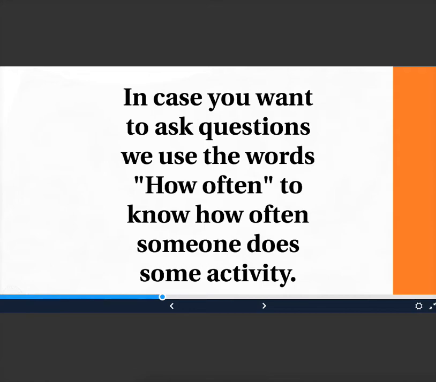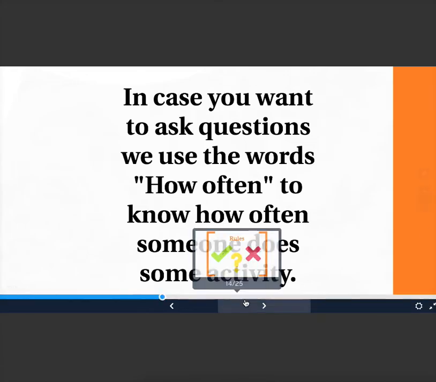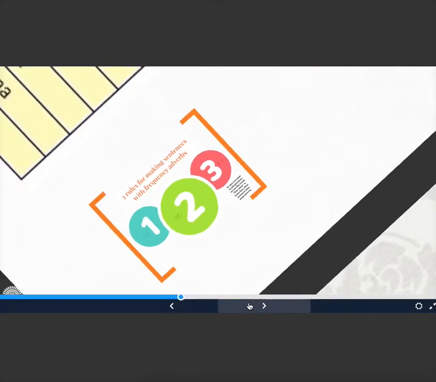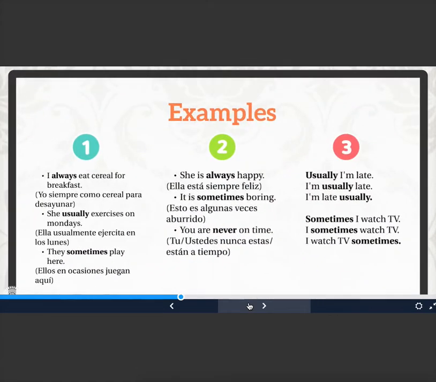So, for example, Daniel, how often do you sleep before 9 p.m.? I never sleep before 9 p.m. Can you see? So, teacher, I never do it. I never go to bed before that hour. So, frequency adverbs. Questions up to this point? Let's continue then. As you don't have questions about frequency adverbs, we are going to check some examples.